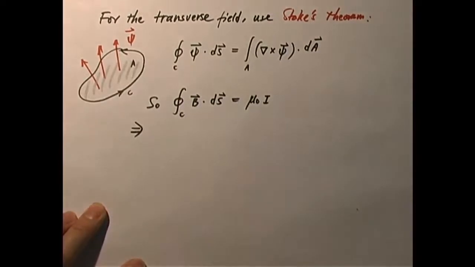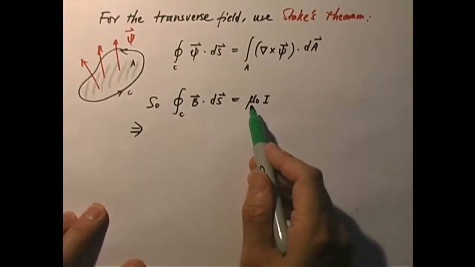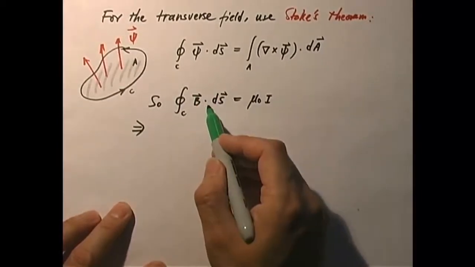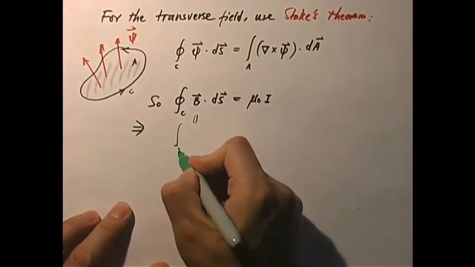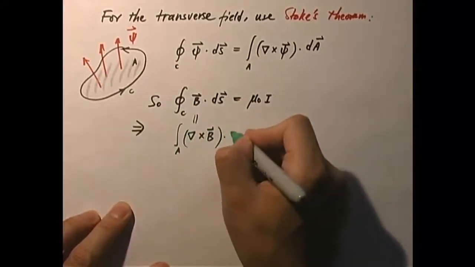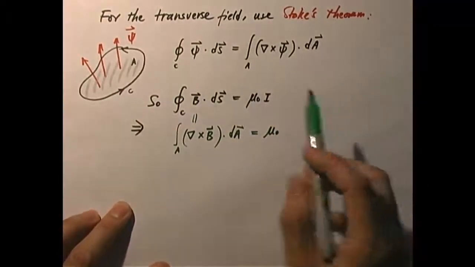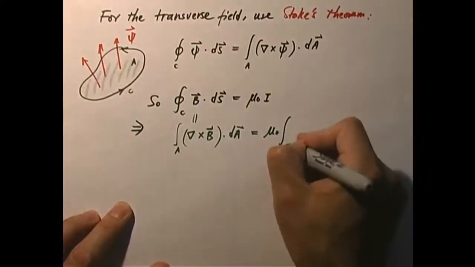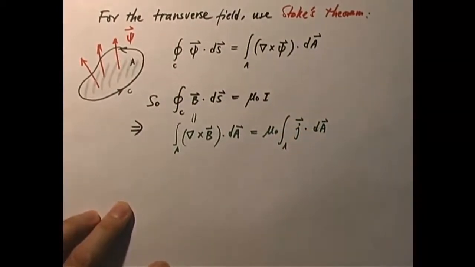Now, this tells us that we can convert Ampere's law into differential form. Let's see how we can do that. First of all, the left-hand side right now is a loop integral. I'm going to convert that into a surface integral using Stokes theorem. So this side is equal to the integral over area A, gradient cross B dot dA. Now the right-hand side, mu naught I is the total current going through the surface. I can write it as a surface integral of the current density J, J dot dA. That's by definition of current density.